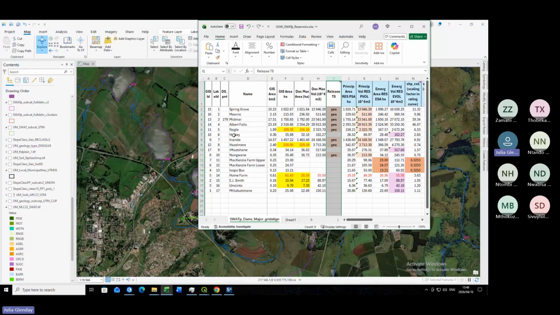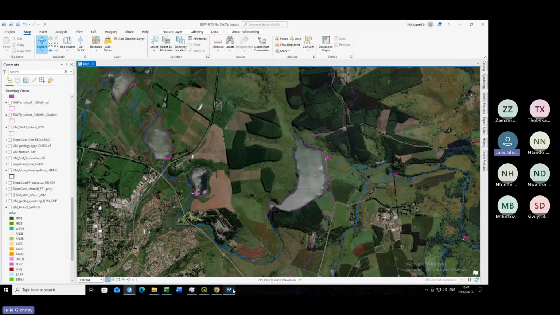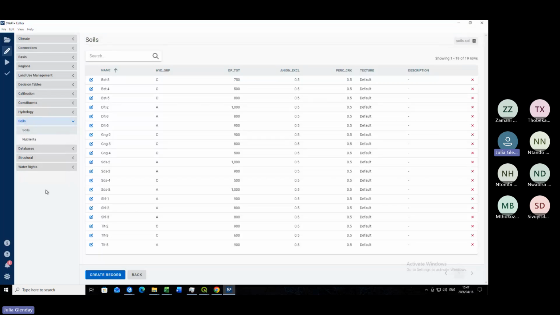For the other dams, the way that I've set them up is that once they fill, they spill. Once they fill up to the maximum storage capacity I found in the databases, that gets input in the model for the reservoirs and their connections.